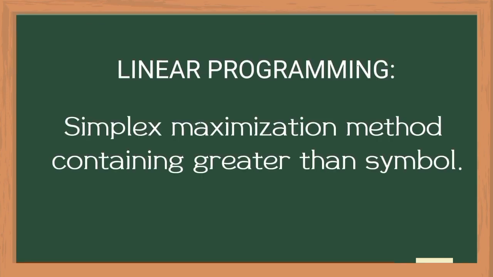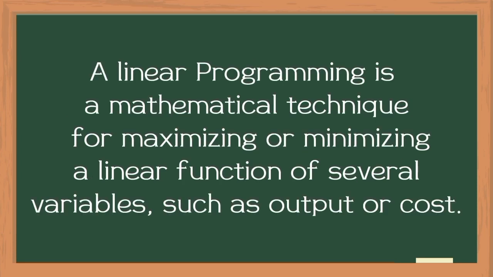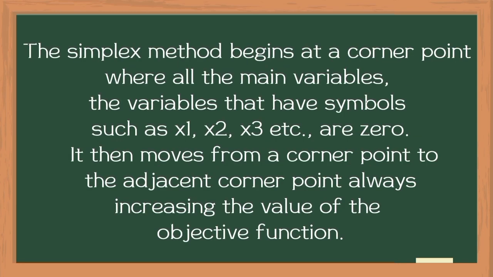Linear programming simplex maximization method containing greater than symbols. Linear programming is a mathematical technique for maximizing or minimizing a linear function of several variables, such as output or cost. The simplex method begins at the corner point where all the main variables, the variables that have symbols such as x1, x2, x3, etc., are 0. It then moves from a corner point to the adjacent corner point, always increasing the value of the objective function.